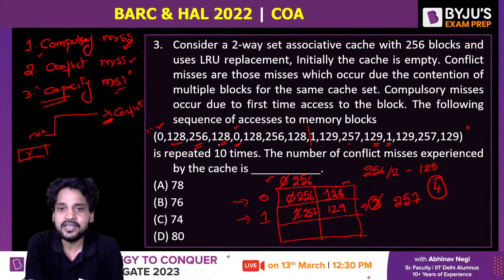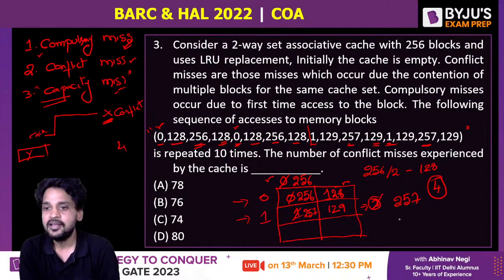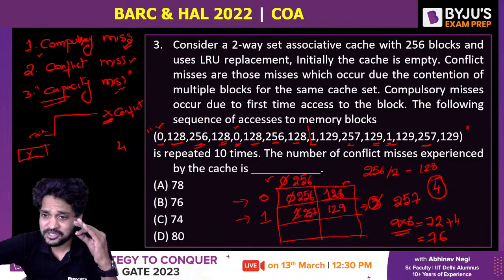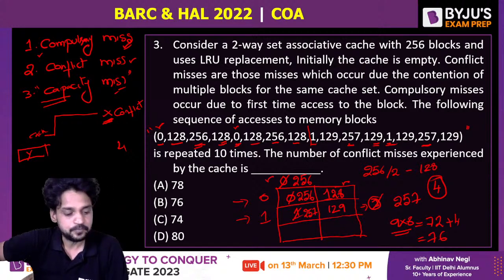So here 128 is a hit every time. Remaining all, 0 is a miss and 256 is a miss. 0 is a miss, 256 is a miss, so these are 4. And similarly here, 1 is a miss, 257 is a miss, 1 is a miss, 257 is a miss. So a total of 9 into 8, which is equal to 72, plus the first 4, is equal to 76. We experience a total of 76 conflict misses. Did I make myself clear, or do you want me to explain anything more here?